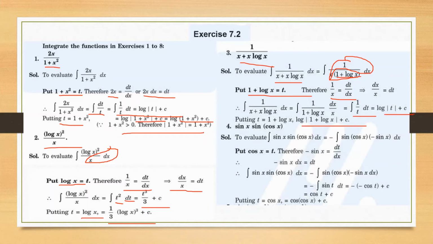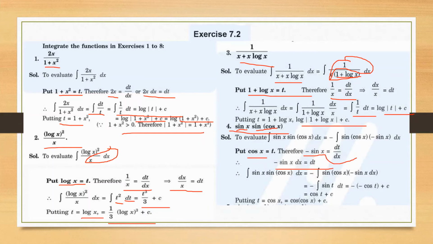Now number 4. See here, sin x sin cos x. Now this sin is whose derivative? It is the derivative of your cos x, right? Because I cannot separate this, so put cos x equal to t. It becomes minus sin x dx equal to dt, right? Now put back the value, okay.